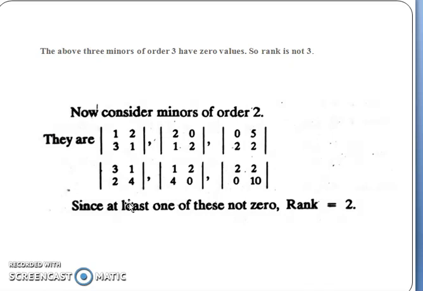We can see that the first one, 1 minus 6, is not 0. So the rank is obviously 2.